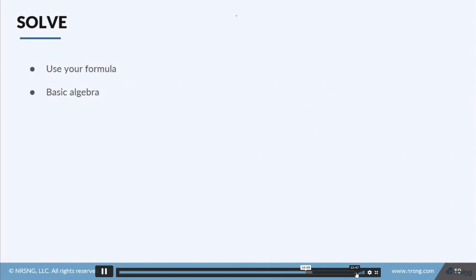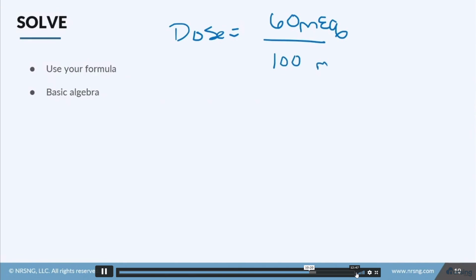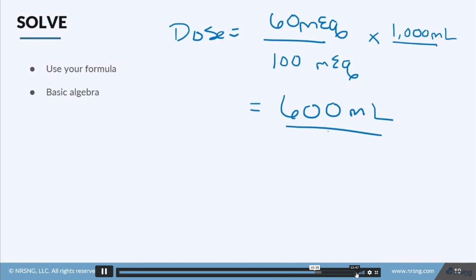So our dosage formula, dose equals what we want, 60 milliequivalents of potassium chloride, over what we have, which is 100 milliequivalents of potassium chloride, times what it's in, which we converted and determined was 1,000 milliliters. So once we do this math, what we determine is the total dose we need to give in milliliters is 600 milliliters. Now we can transition to the infusion formula to find our rate.